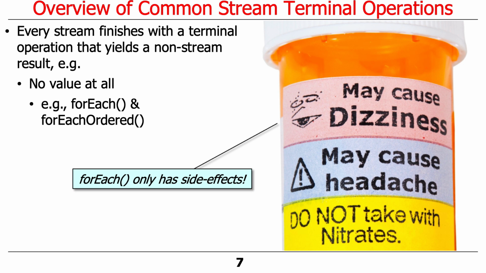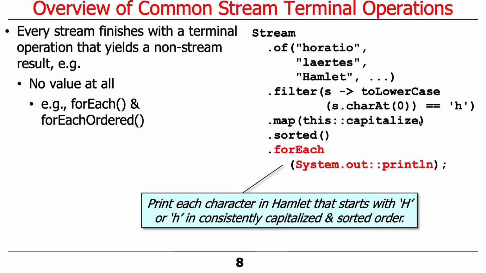And forEach and forEachOrdered only have side effects. They have to have a side effect as their only result. And we'll take a much more detailed look at this a little bit later.